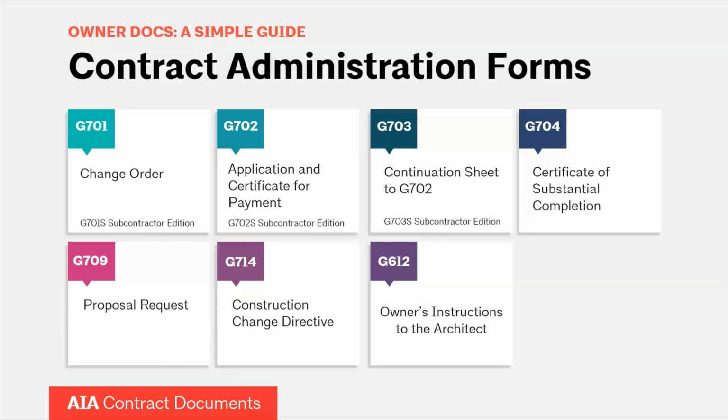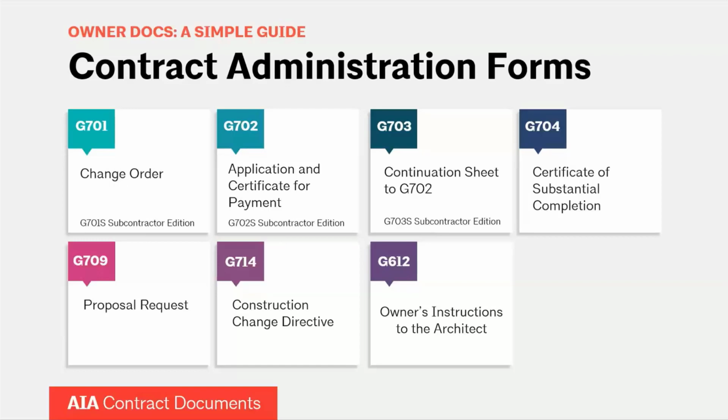G704 is a certificate of substantial completion. We have this to obviously certify the job is substantially complete, which is when the project is complete to a point where the owner can use or occupy it for its intended purpose. This form is very short. All these forms are very short, like 1 or 2 pages. And so it has an area where you can add an inspection list or punch list to add any items that are left to be completed.